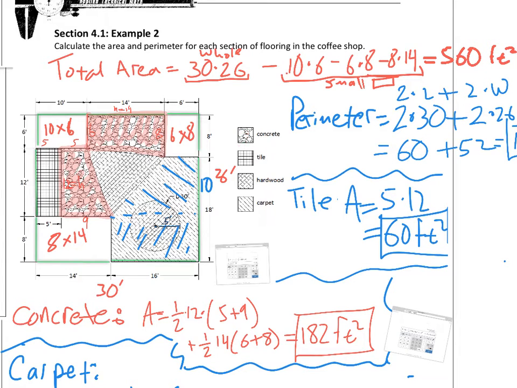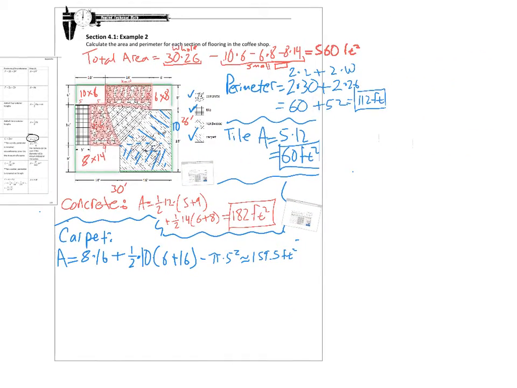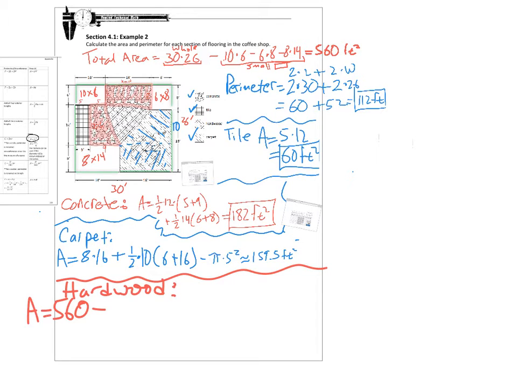We found all the other shapes. We found concrete, check. Tile, check. Carpet, check. We just need the hardwood. So if we subtract each of these boxes from 560, we have what's left, which is hardwood. How's that sound? That triangle is going to be tricky to find, so let's do that. Let's take 560, that's the total area. Oh, this, by the way, is hardwood. So let's take the total area and subtract off each of them.